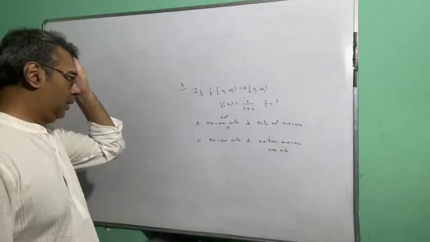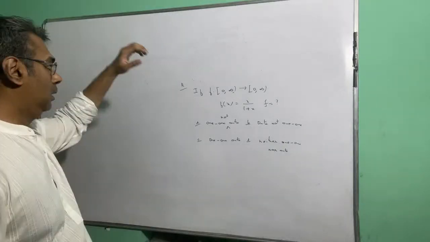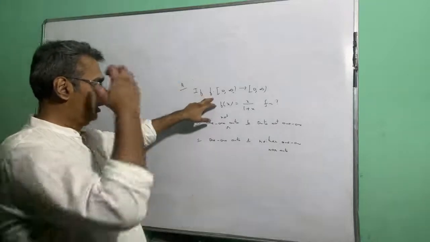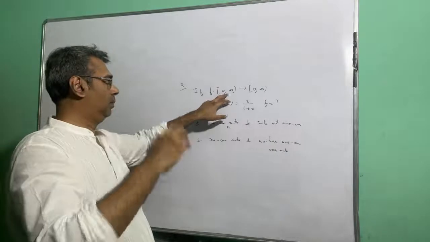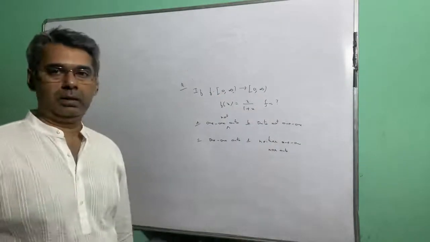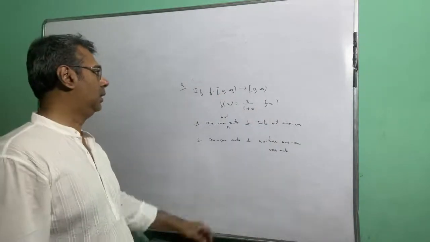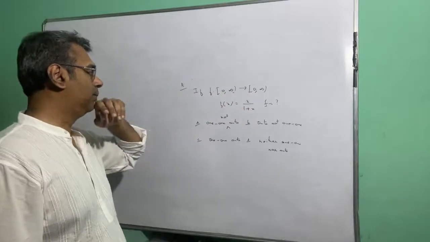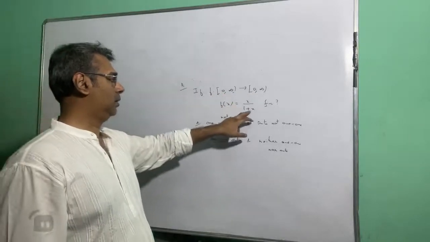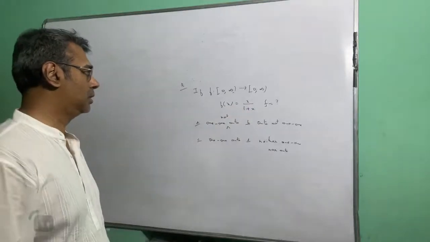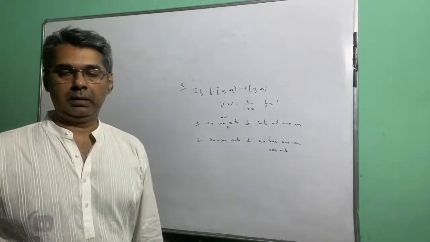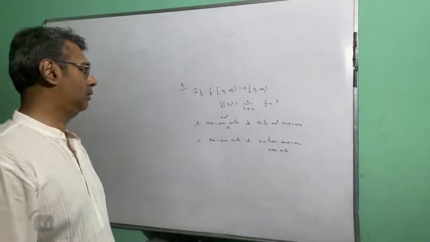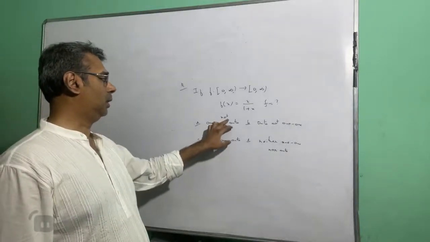Okay, all of you, have a look at this question. There's a function f, domain 0 to infinity, range 0 to infinity, and f(x) is x by 1 plus x. So the question is, you have to identify the function. Okay, what is f? Is it 1 to 1 but not onto?